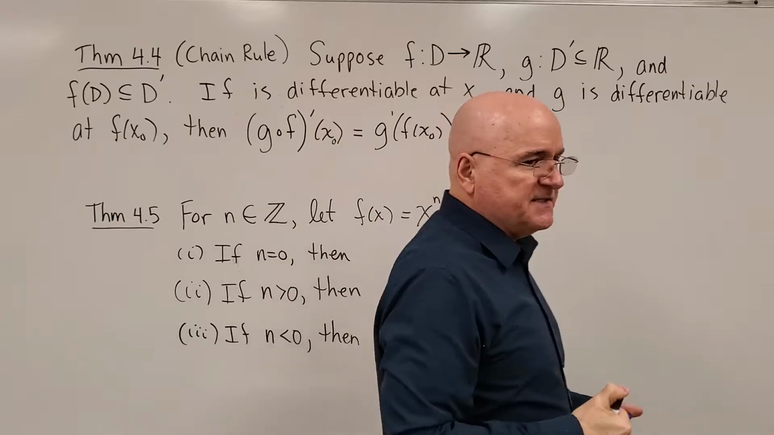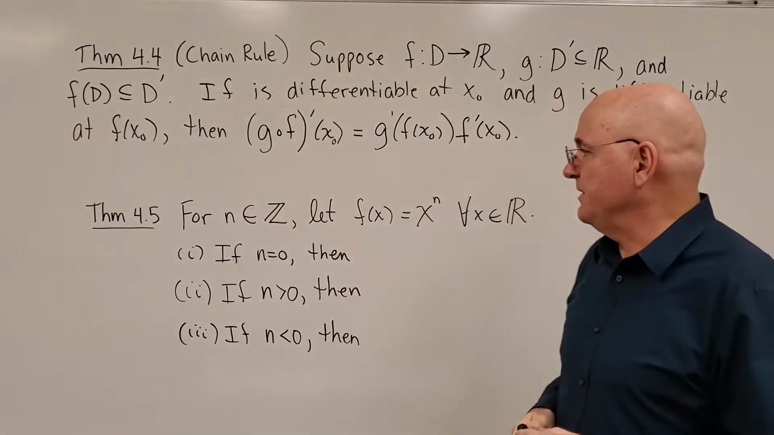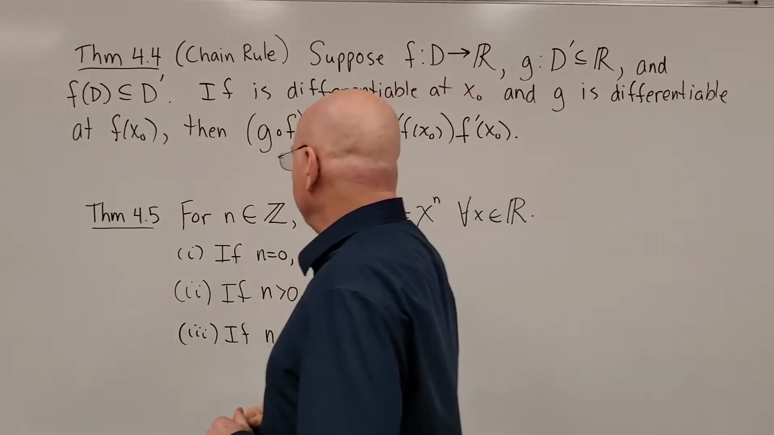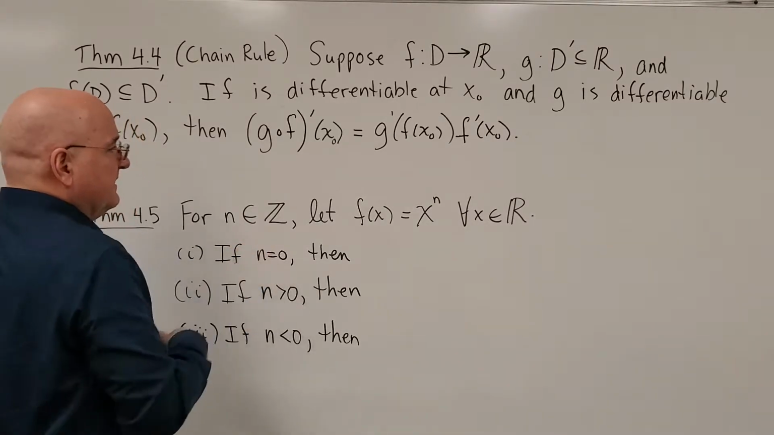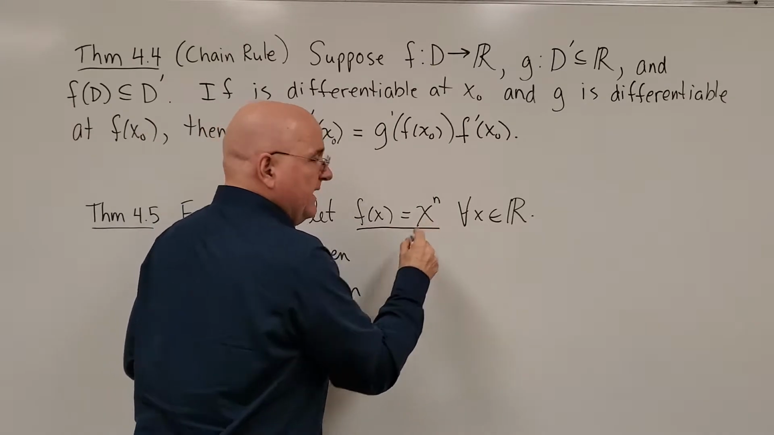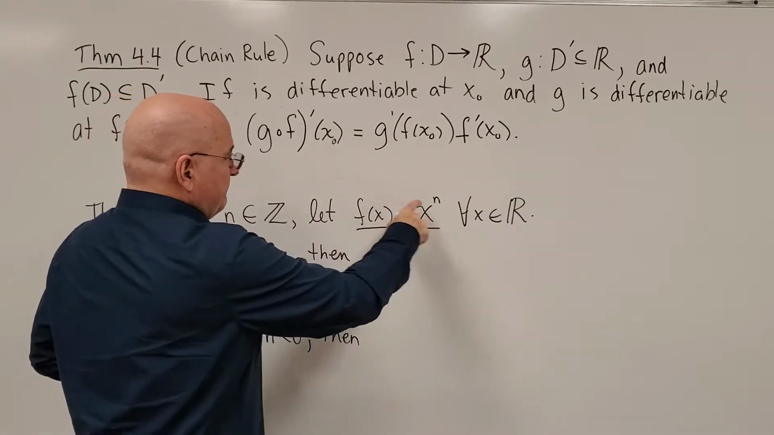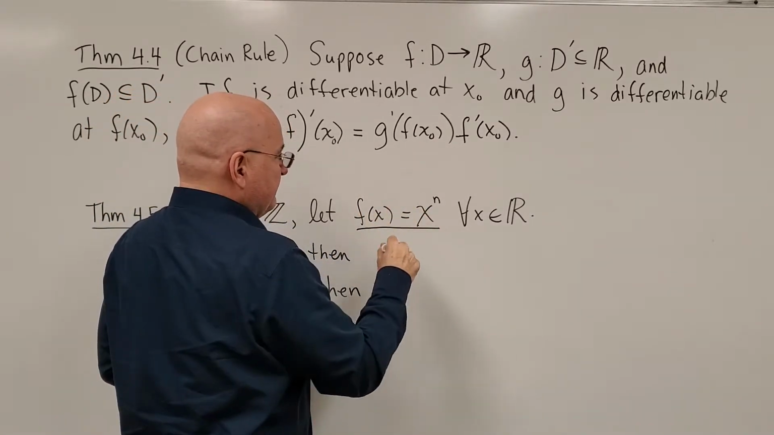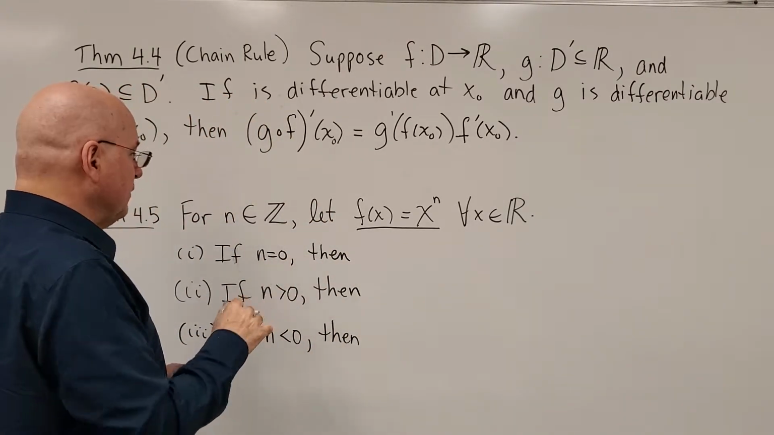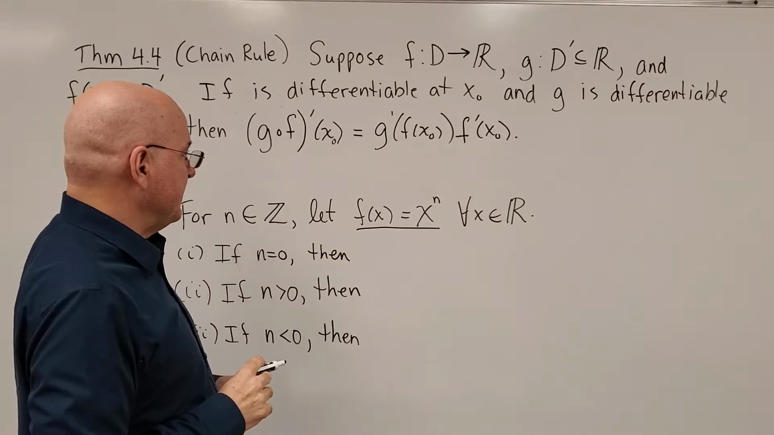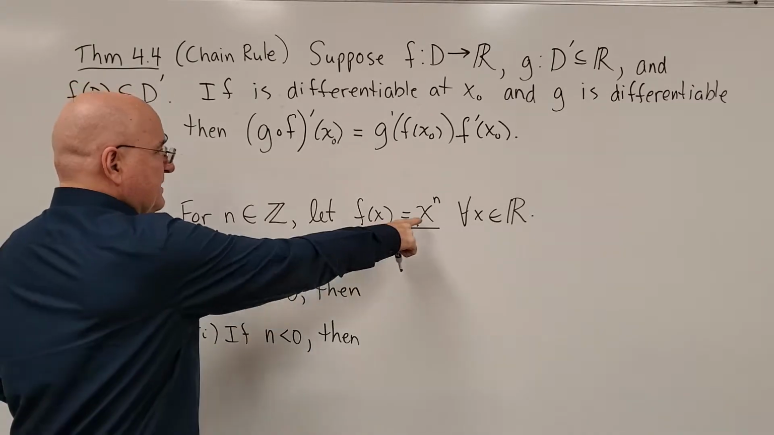And the next theorem basically leads us into differentiating any kind of a polynomial. So theorem 4.5 says that for an integer n, let f of x be defined as simply x raised to the n power. And this function is defined for all values of x in the real line. Well, we may have an exception to that in one of the cases, one or two of the cases. F of x equals x to the n.